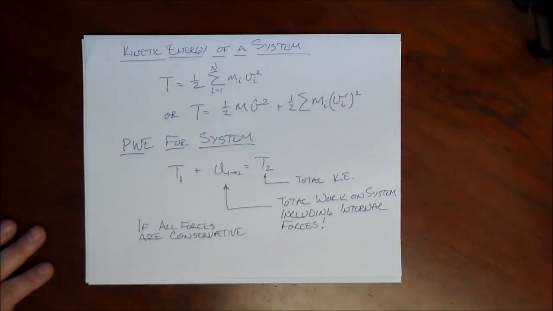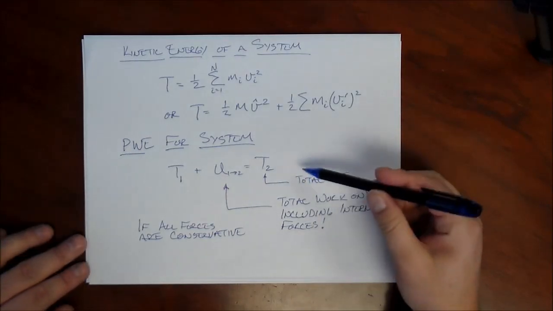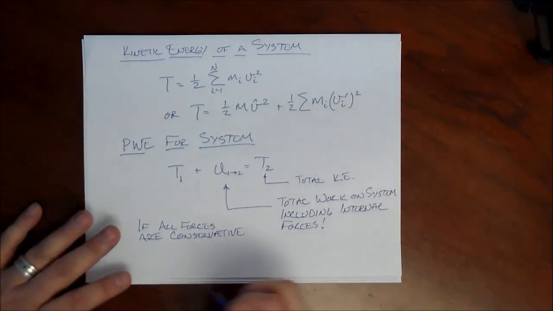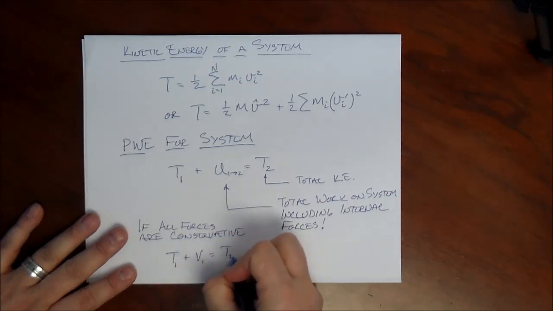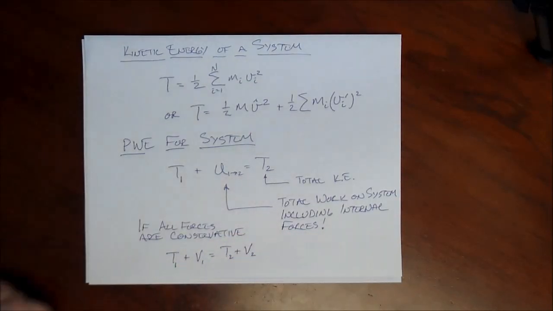Now, if all the forces are conservative, we can turn our principle of work and energy into a statement of conservation of energy, which looks like that. Again, T is the total kinetic energy of the system. V is the total potential for all particles in the system.